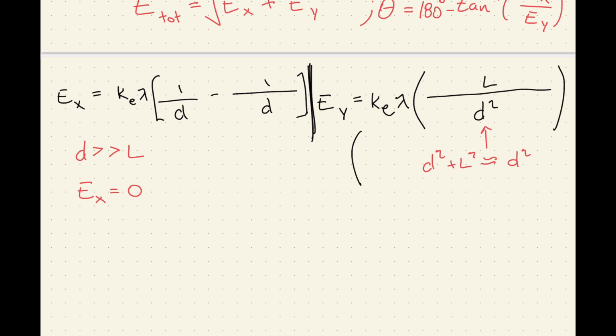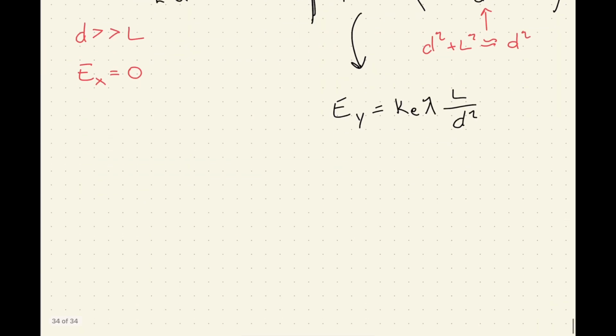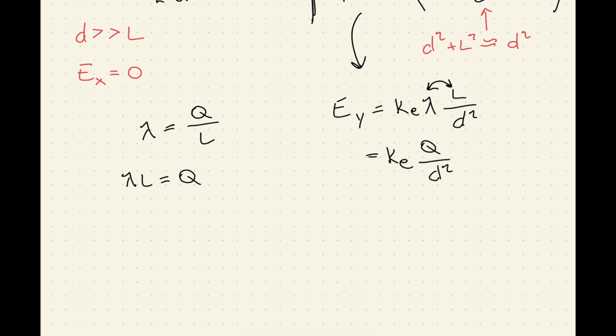Looks really cool, right? And we can't simplify this anymore. So what does this equation equal? E_y equals k_e lambda, in the numerator we have L, and in the denominator we have D squared. Does this look familiar? Well, if you remember, lambda is defined as the charge over L. So if we multiply both sides by L, then we have lambda times L is equal to Q. Here we have lambda times L, so we can replace this with a Q in the numerator and D squared in the denominator.